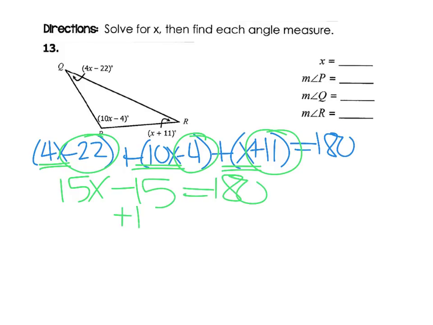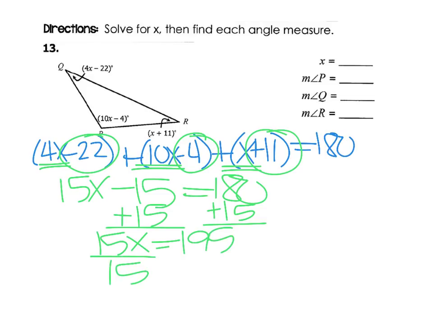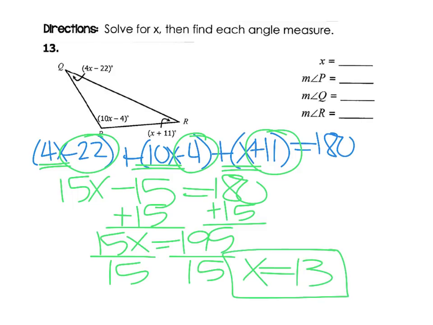Then we want to add 15 to both sides. 15x equals 195. Divide both sides by 15. And x equals 195 divided by 15 gives us 13. All right, so we found that x equals 13. Now we're not done yet though. We have to go back and find the measure of each angle.